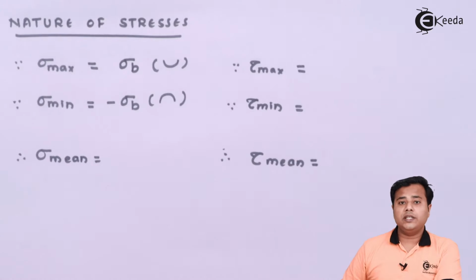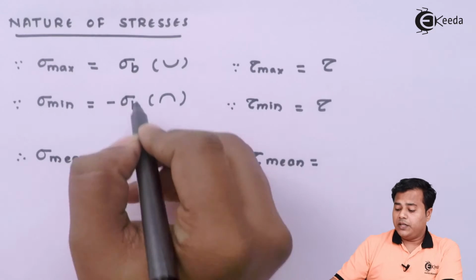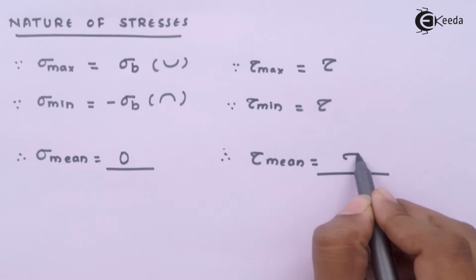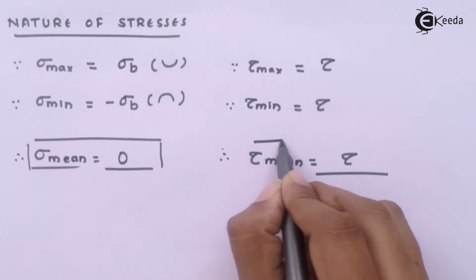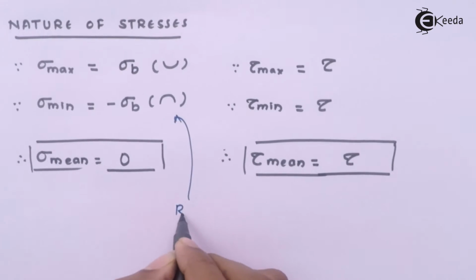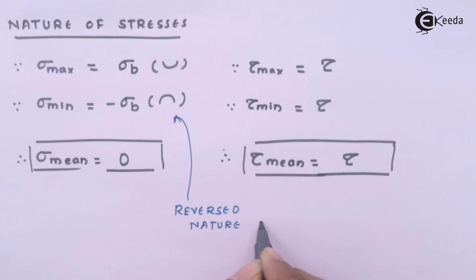Whereas the tau max is the only thing that is going to remain constant, because it is irrespective of the direction of rotation, and that's why it remains tau. If we take the mean of these two, it becomes 0, no doubt about that, but if we take tau mean of this, it remains tau only. So these are two important takeaways from this particular session, which we will be using in further subsequent equations. Let me mention that due to reversed nature, due to rotation.